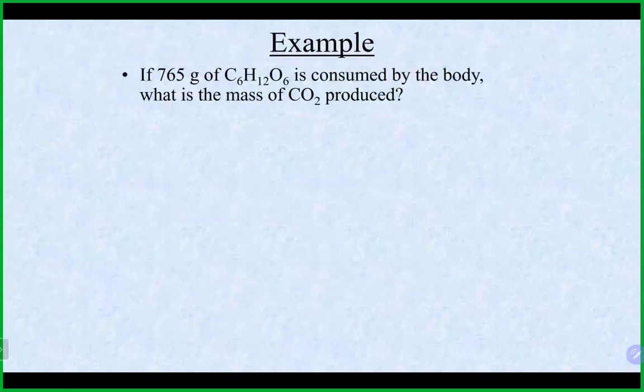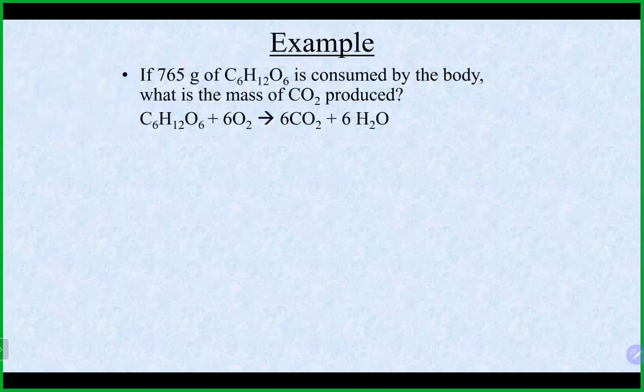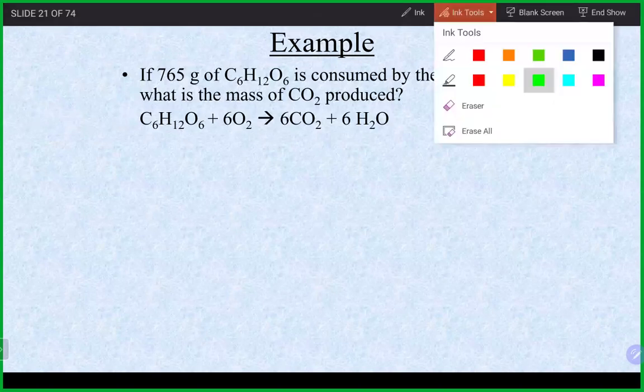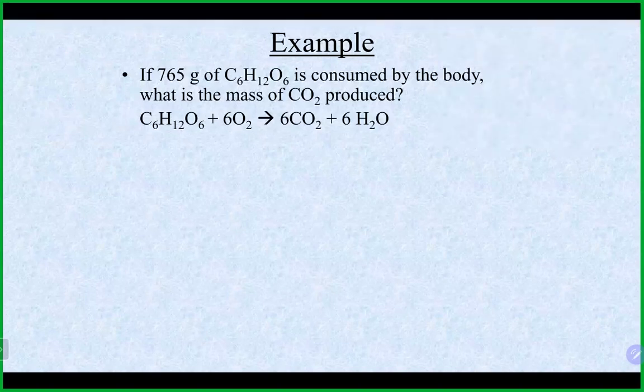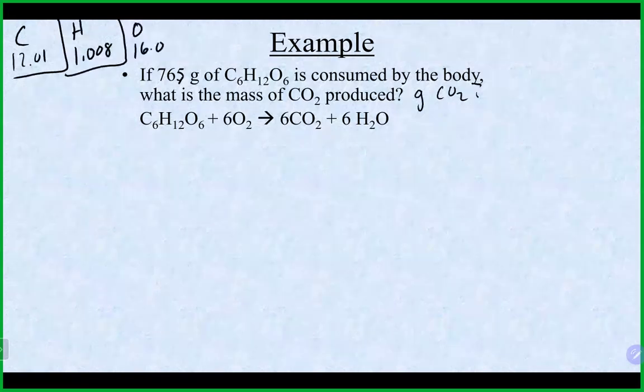All right, let's try this one here. We got this equation. If 765 grams of C6H12O6 is consumed by the body, how many grams of CO2 would you produce? So we're looking for grams of CO2. Carbon is 12.01. Hydrogen is 1.008. And our good friend oxygen is still 16.